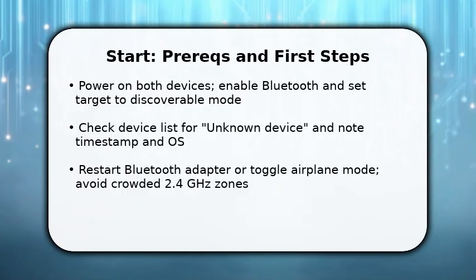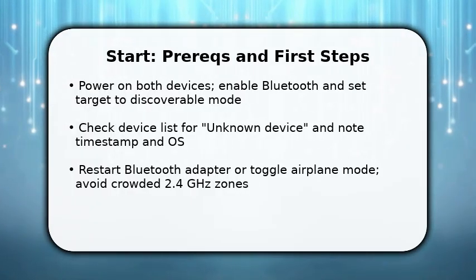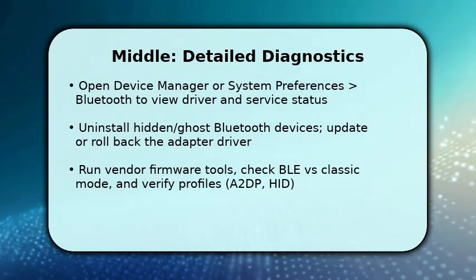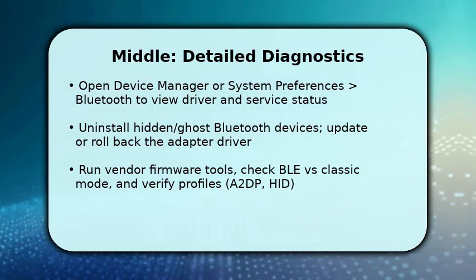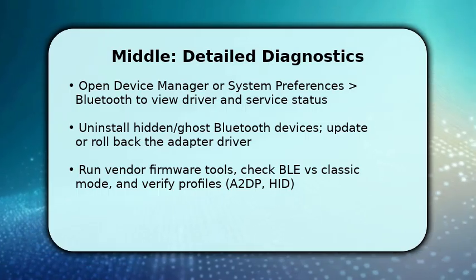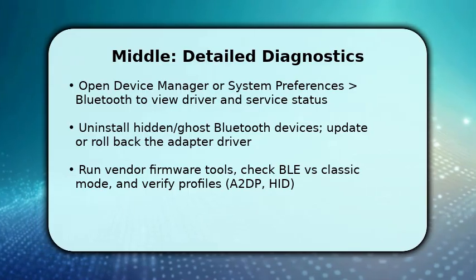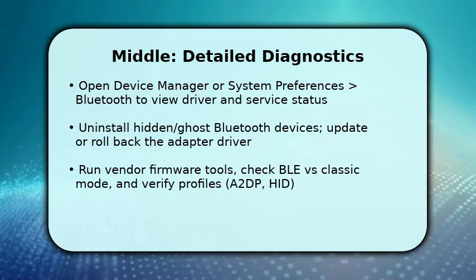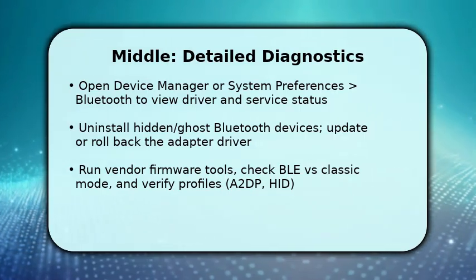Now you do the deeper work. Inspect drivers and services. On Windows, open Device Manager and show hidden devices. On Mac, use Bluetooth debug menus. Remove any ghost or duplicate entries labeled unknown, then reinstall or update the Bluetooth adapter driver from the vendor. Once done, run firmware tools for the accessory and confirm it's advertising the correct profile, BLE versus Classic, so the host can match services. Make sure the Bluetooth service/daemon is running.